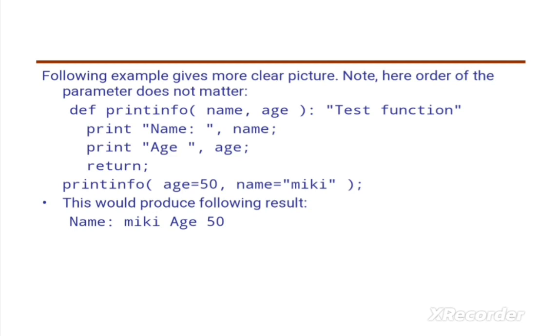Def print info. Print info is a function. We have passed two arguments, name and age. This function will print the name and age of the person. Then print info: here we have passed two values, age is equal to 50, name is equal to Mickey. This will produce the following result, Mickey and age 50.